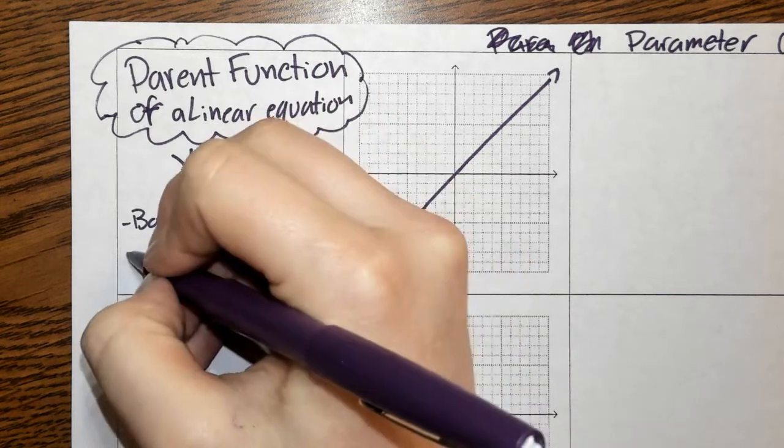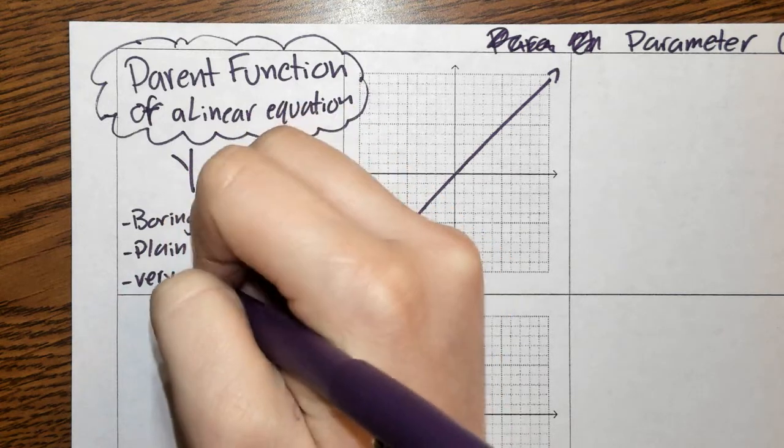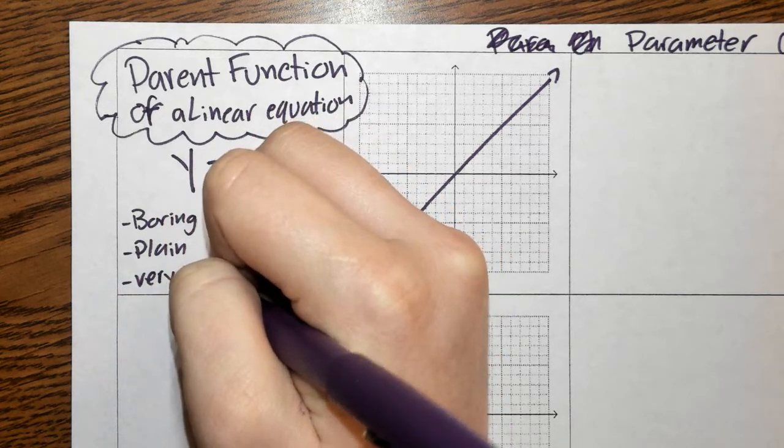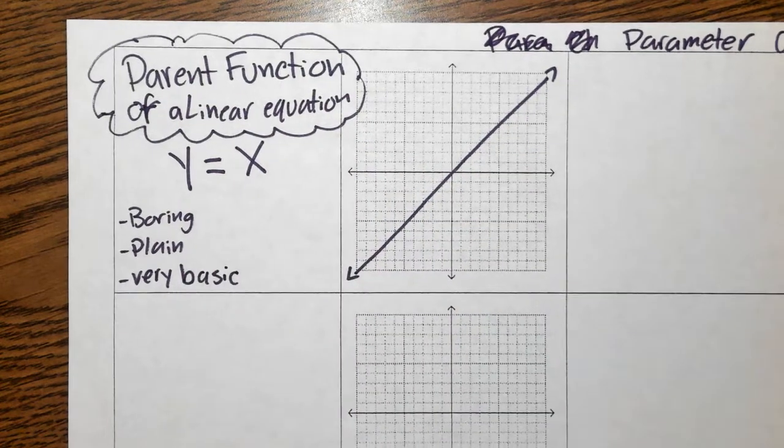Okay, it's boring, it's plain. It's very basic. Okay, it's the most simple line ever. Alright, so that's the parent function. We compare all other linear or all other lines to the parent function to describe how it has changed.